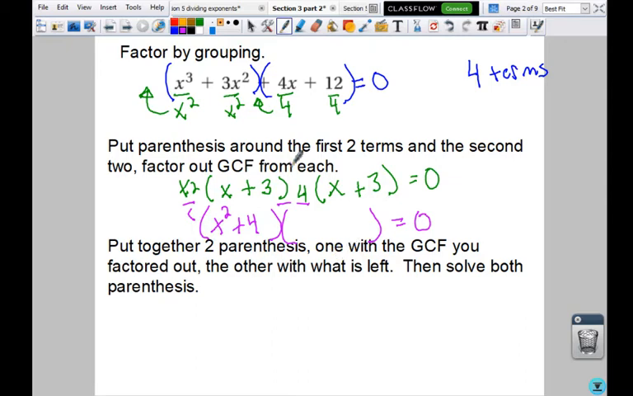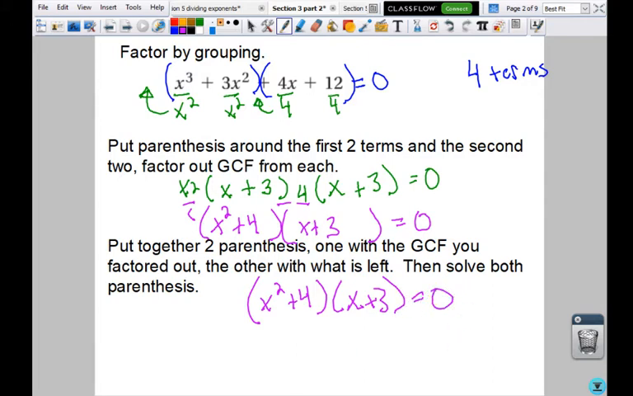My second parenthesis is just one of these x plus 3s. It doesn't matter which one, they're exactly the same, so I'm going to go x plus 3. My first parenthesis was this outside piece. My second parenthesis was the inside piece. So now I've got x squared plus 4, I have an x plus 3, and it equals 0.